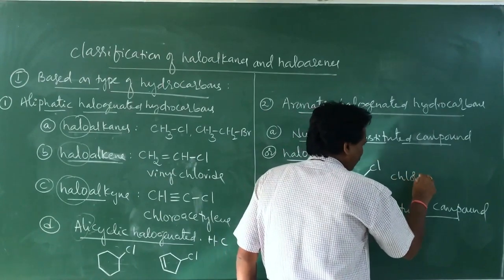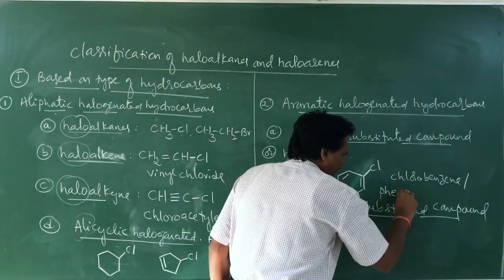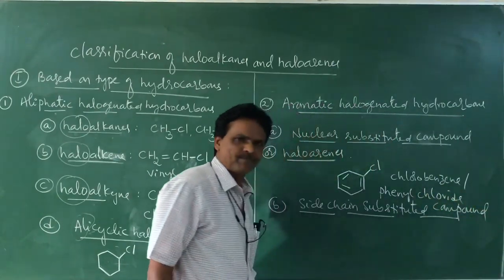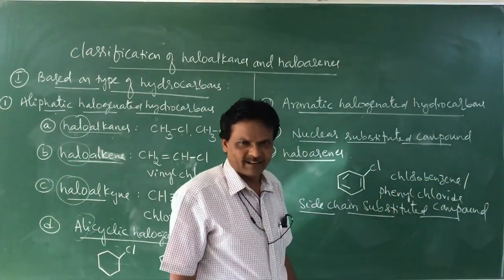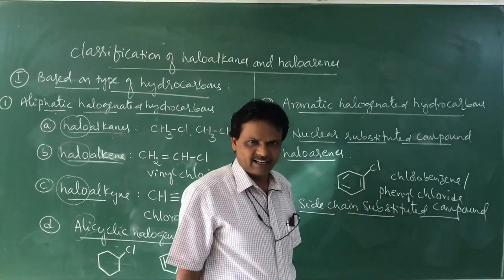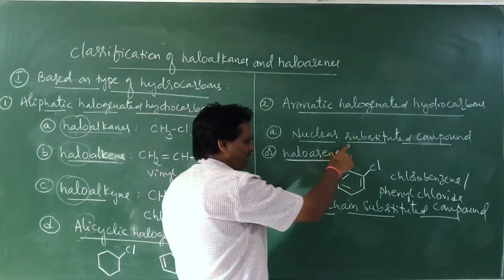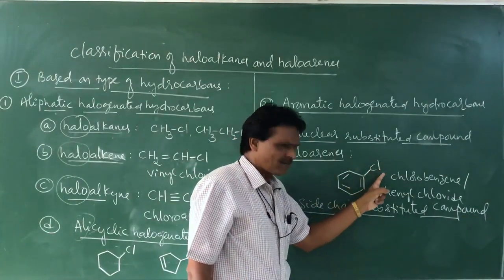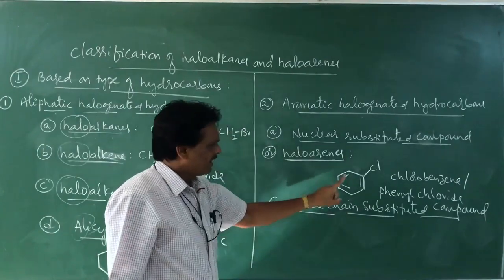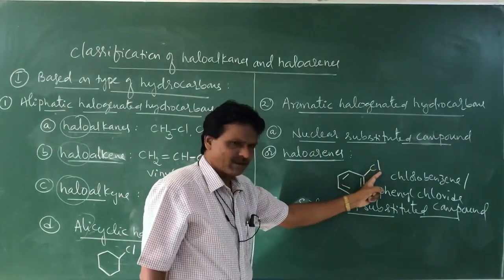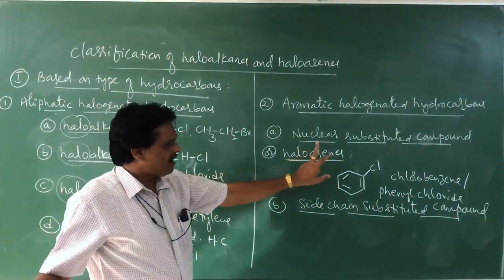This is chlorobenzene, or phenyl chloride. If Cl is replaced by bromine, that is bromobenzene. If Cl is replaced by iodine, iodobenzene. So haloarenes are nuclear substituted halogen hydrocarbons. They are the compounds in which the halogen atom is directly attached to the benzene ring. These are the aromatic halogen compounds in which the halogen atom is directly bonded with the benzene ring. So these are called nuclear substituted compounds or haloarenes.